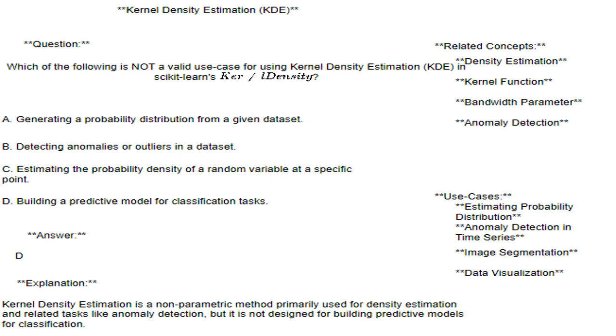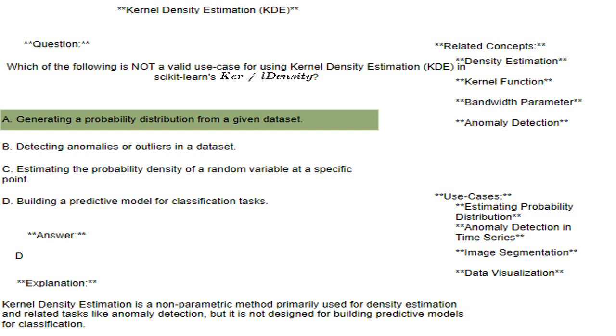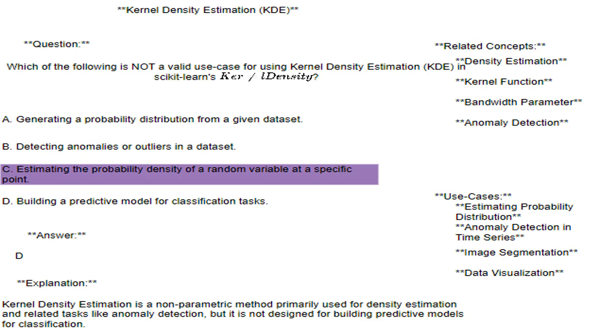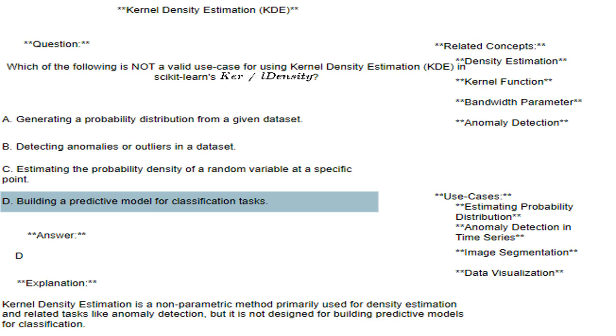Which of the following is not a valid use case for using kernel density estimation (KDE) in scikit-learn's KernelDensity? A. Generating a probability distribution from a given dataset. B. Detecting anomalies or outliers in a dataset. C. Estimating the probability density of a random variable at a specific point. D. Building a predictive model for classification tasks.